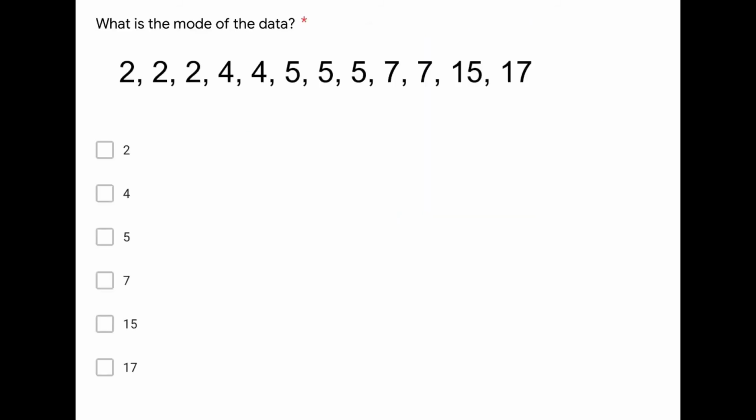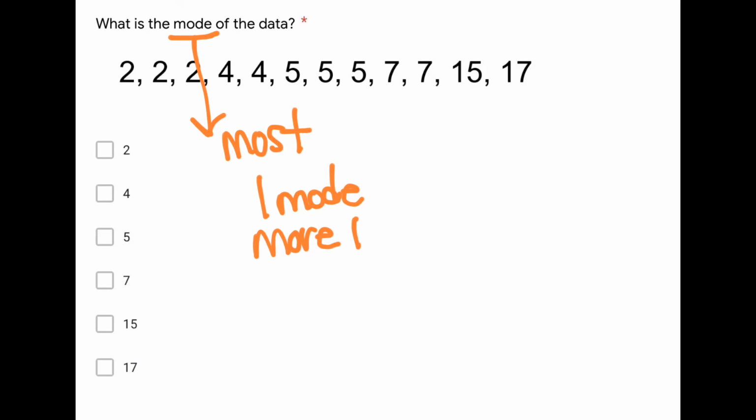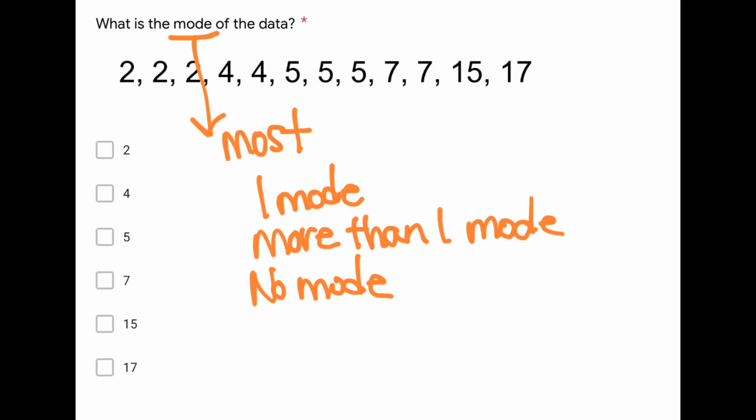What is the mode of the data set? Mode means most. And remember, we can have one mode, more than one mode, or we can have no mode. Those are our three choices. You decide what the mode of this data set is. If you have to click more than one box, you can.